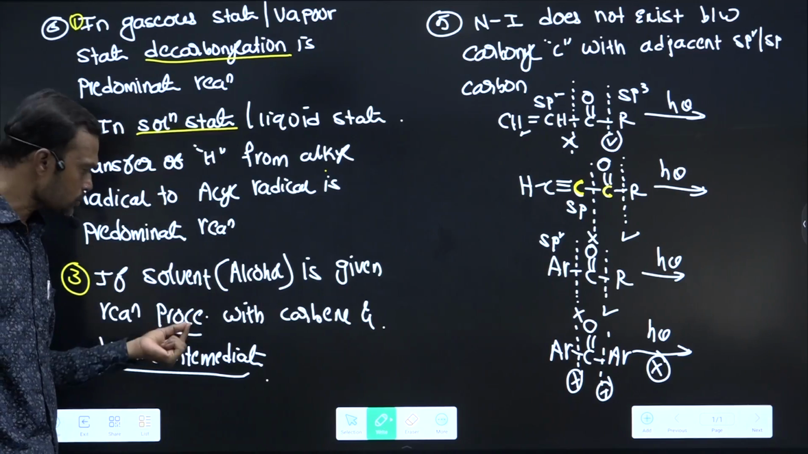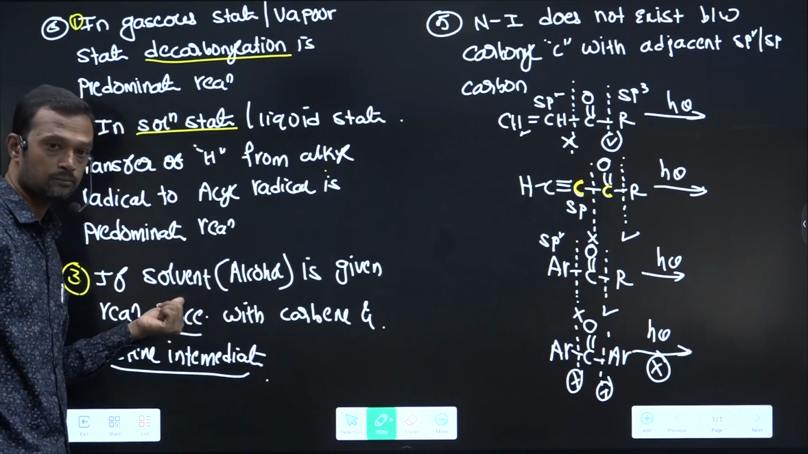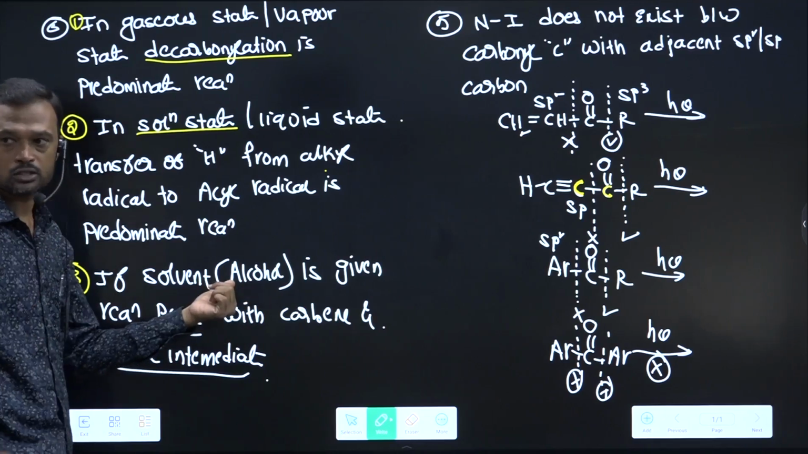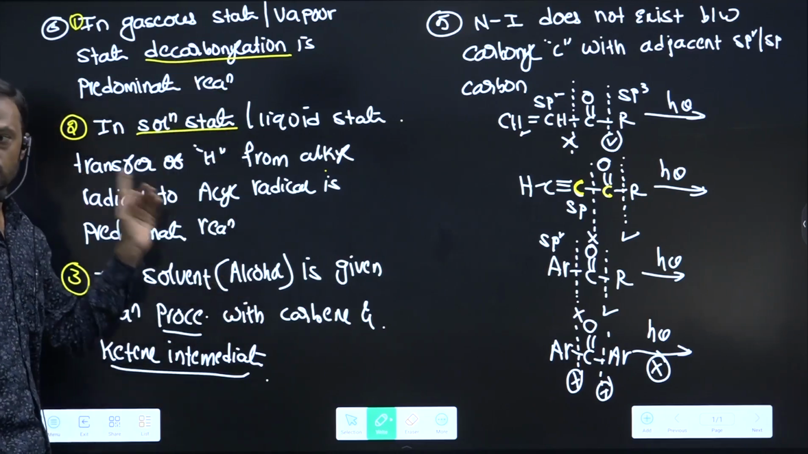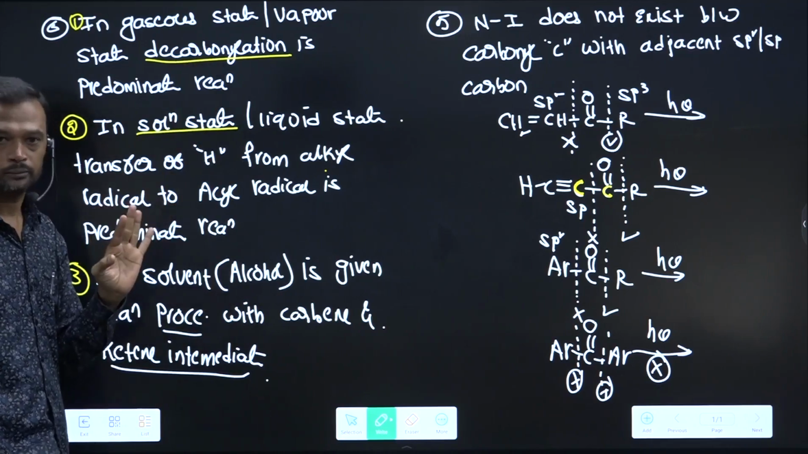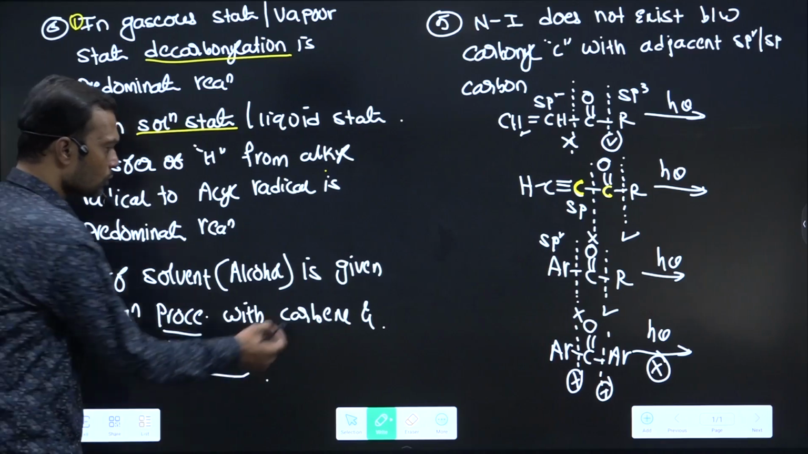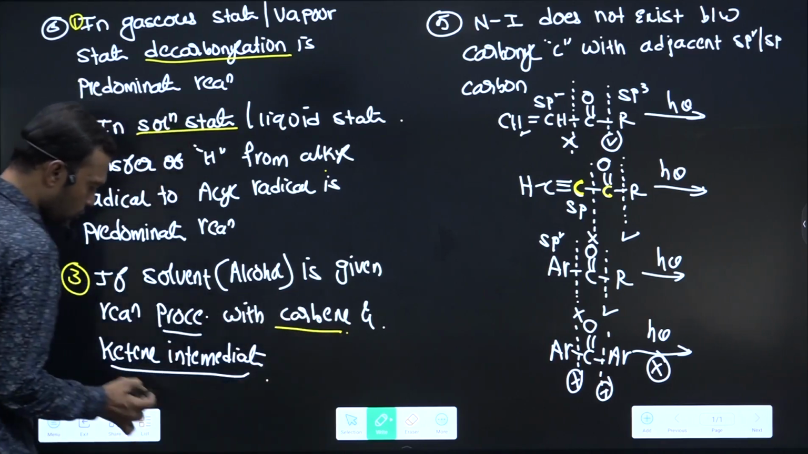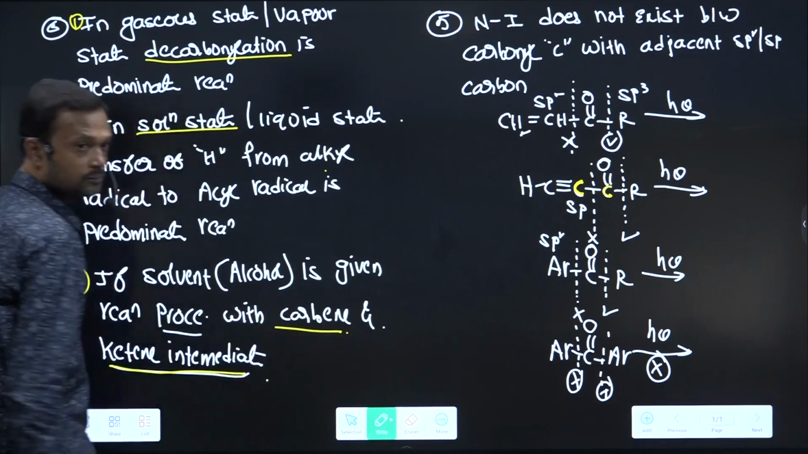Here two reactions are possible. Remember, when a solvent like methanol or ethanol is given clearly, for the photochemical reaction, follow the carbene intermediate, otherwise the ketene intermediate. Two are possible. Out of these two, which is major, I will show. Remember the two products: the ketene product and the ketene intermediate.